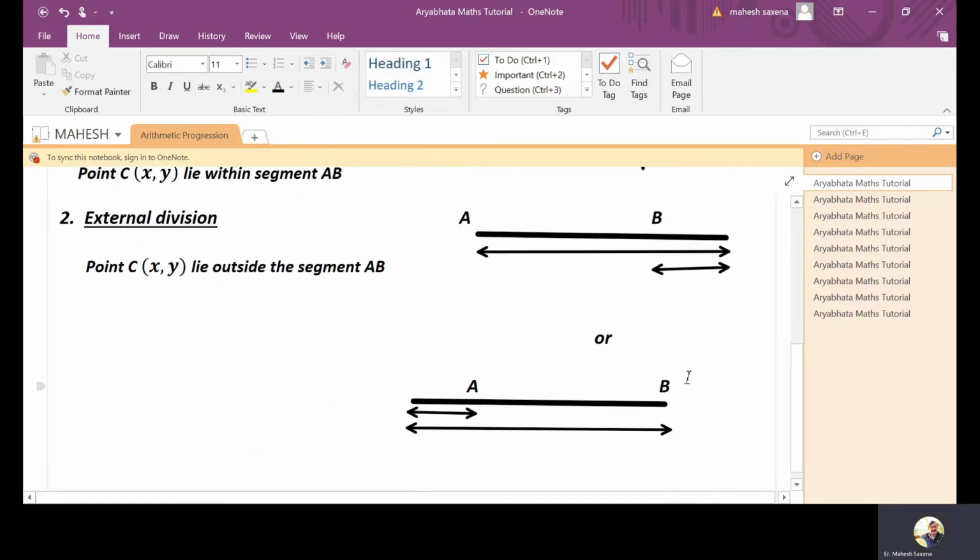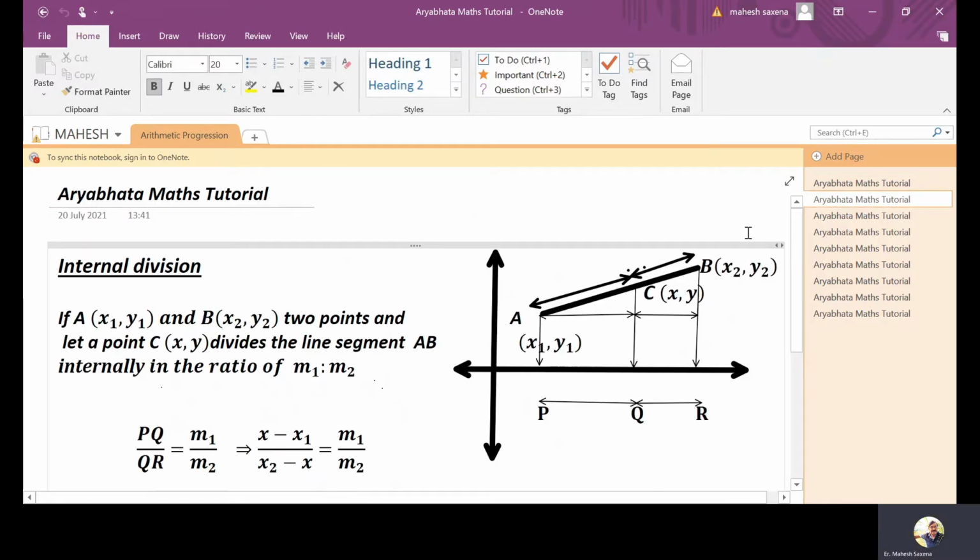In the second type of division, point C lies outside the segment AB. If this segment is AB, then point C may be here, and then AC is M1 and BC is M2. Similarly, point C may be here, and then the ratio AC is M1 and the ratio BC is M2.